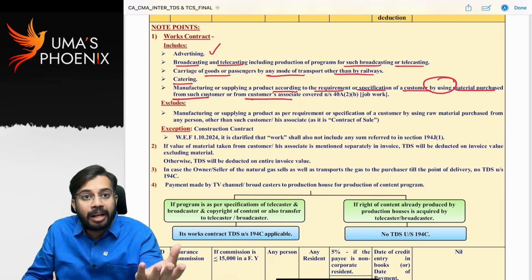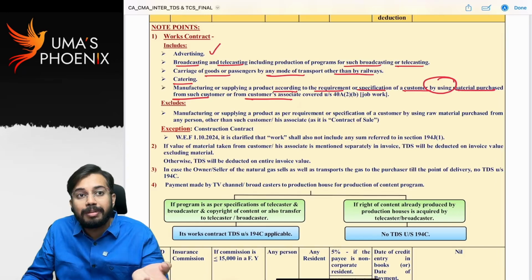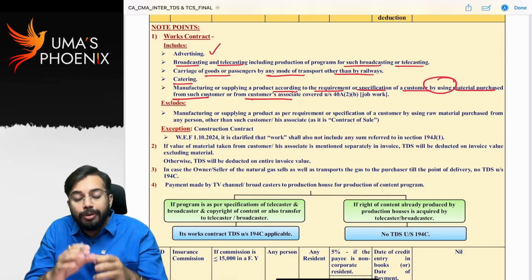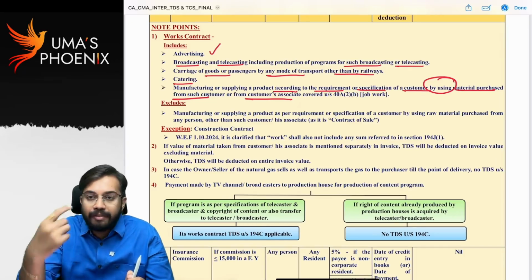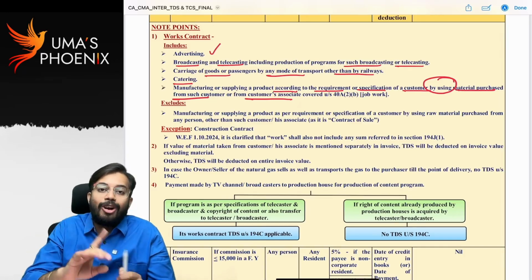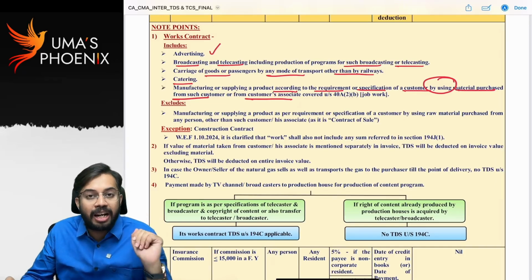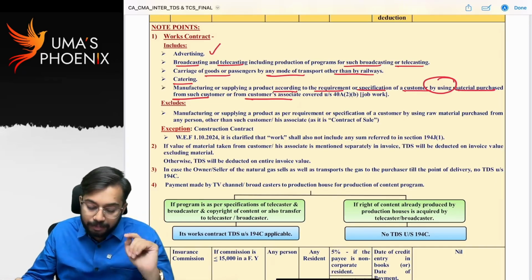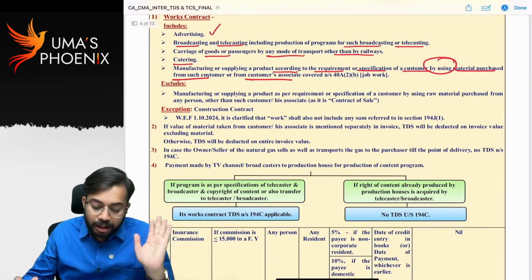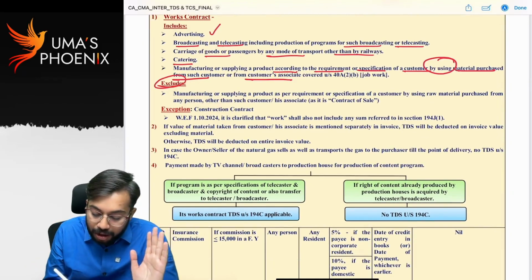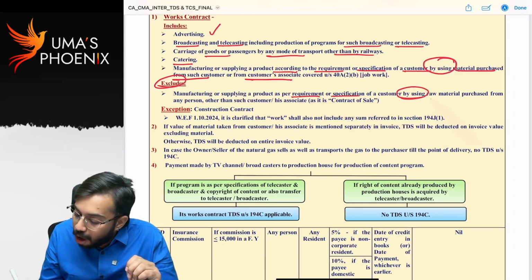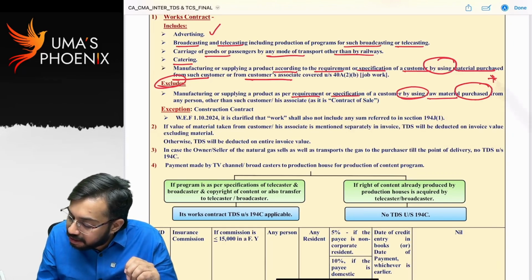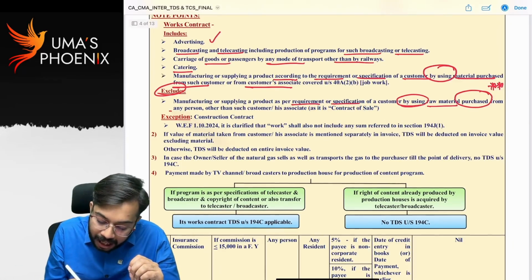So whenever material is taken from customer or customer's relative or specified person and using that material as per the requirements of customer, if any alteration is made and given to the customer, it amounts to works contract and TDS is required to be deducted under section 194C. Sir, what is not called as works contract? What is excluded from works contract? Manufacturing or supplying a product as per requirement or specification of a customer by using raw material purchased, see, purchased from any other person.